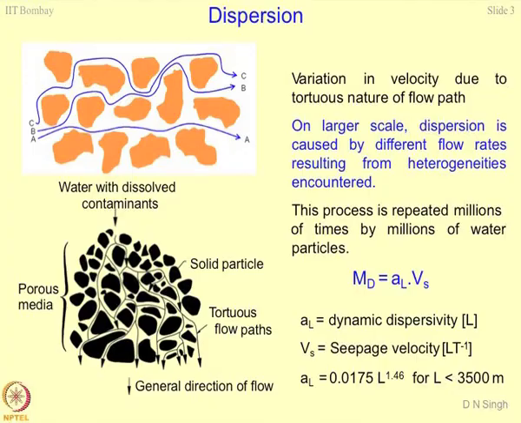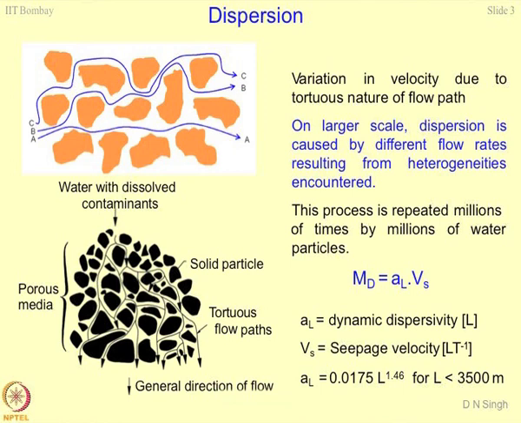So I hope now you can understand very easily. As long as you talk about isotropic homogeneous material, you will never be able to capture these mechanisms, which are going to contaminate your aquifers much more. And that is the reason why these types of studies are becoming more and more important. Okay, this process is repeated millions of times by millions of water particles. So this process keeps on going.